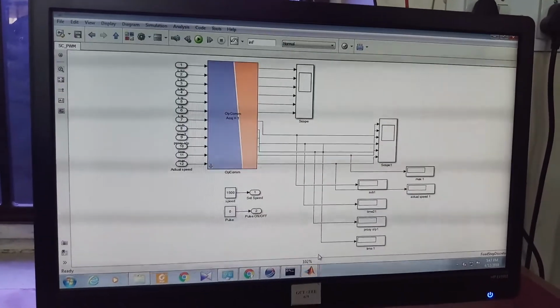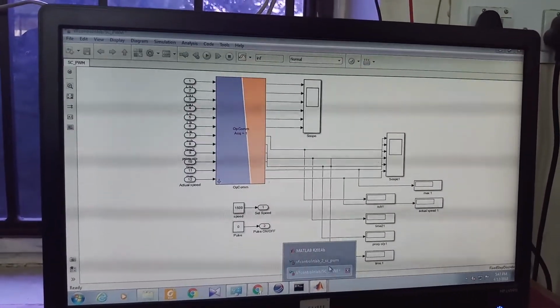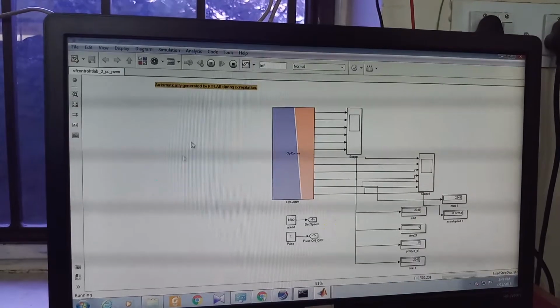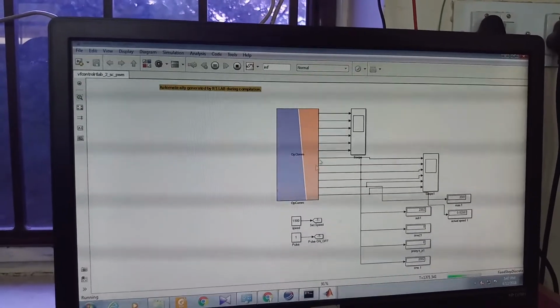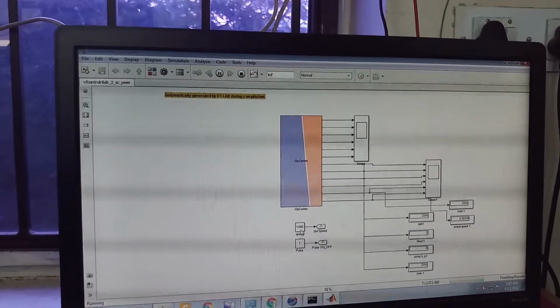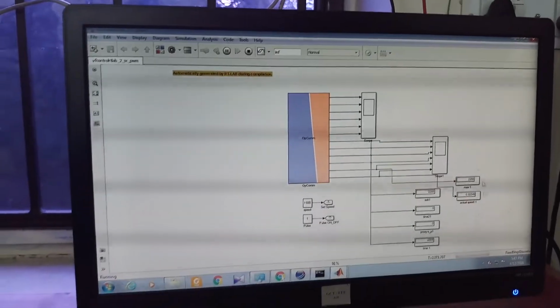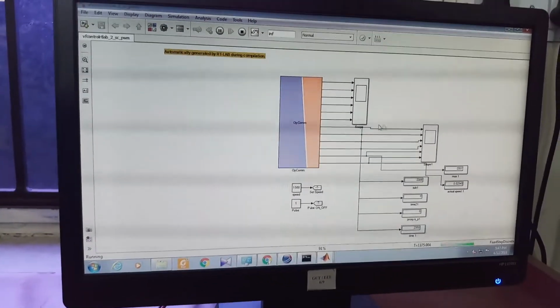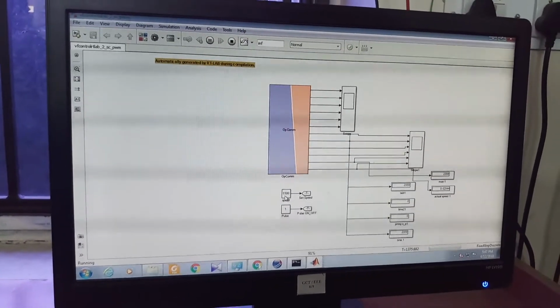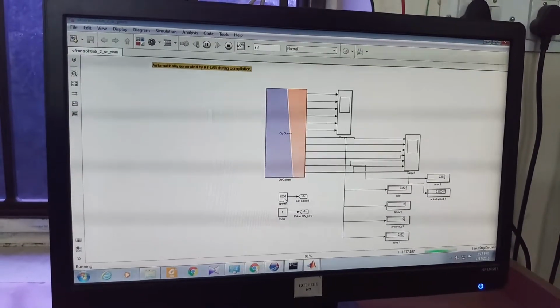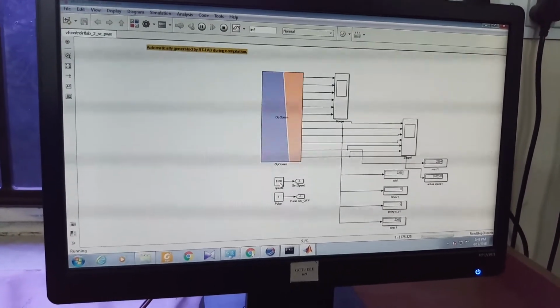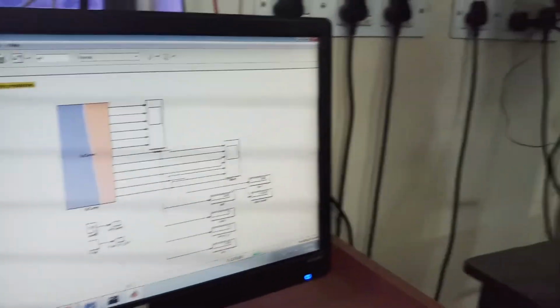After executing, it will open a window. RTLab will open a console window. This console window will consist of input set speed and output waveform, pulse waveform. We can see the pulse waveform using this. I have set the speed as 1500. Now we can see the output pulse of the gate driver.